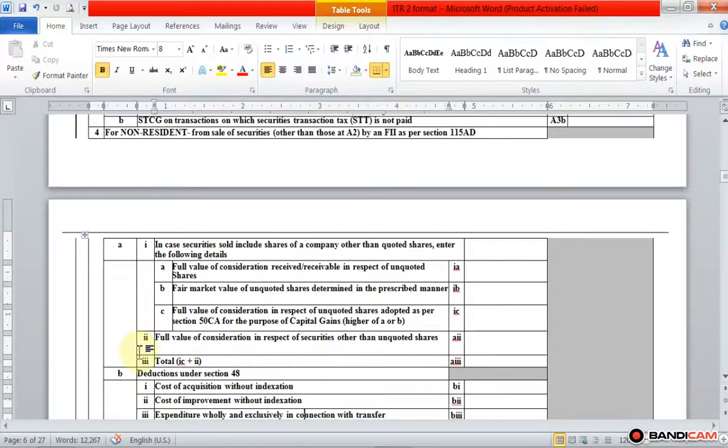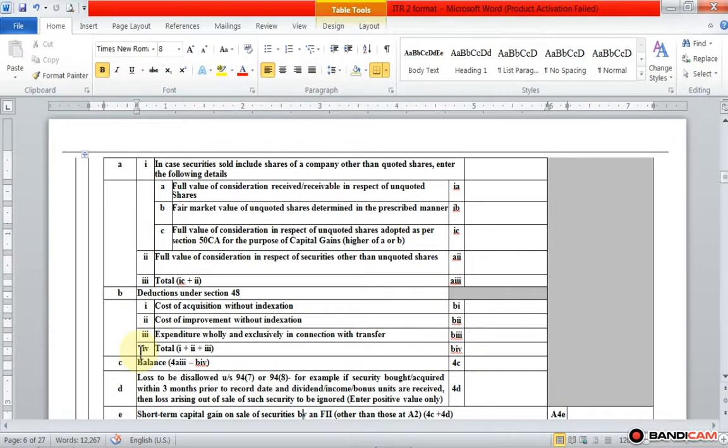Okay, so here in case of a non-resident, in case securities sold include shares of a company other than quoted shares, enter the following details. So if the securities sold include shares of a company other than quoted shares, then the assessee will furnish the following information. So here first is full value of consideration received or receivable in respect of unquoted shares. Okay, so here the assessee will furnish the value of unquoted shares received in A4A. Then second one is fair market value of unquoted shares determined in the prescribed manner. So here the fair market value of the shares is also furnished in the prescribed manner.